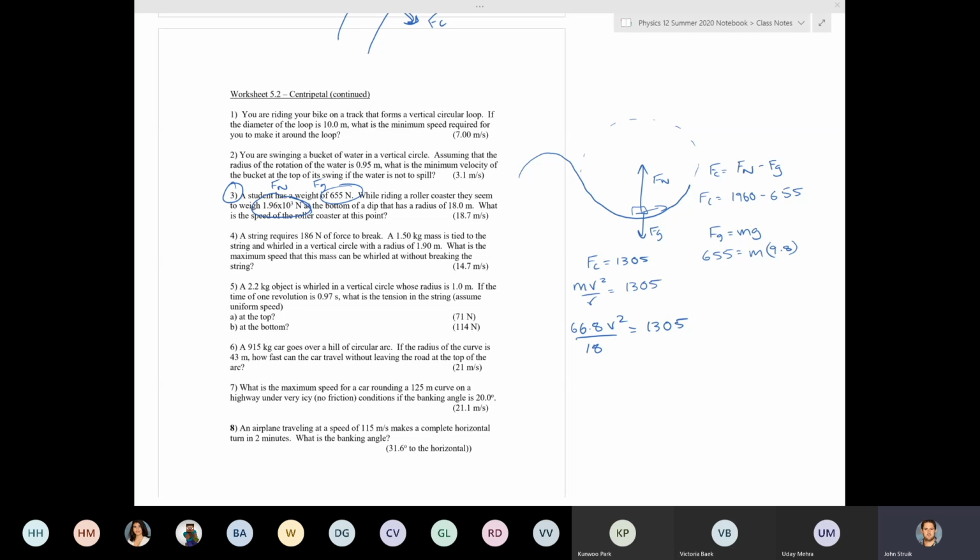What does it say? Can you go over 9 and 10 for 5.3? Yes.